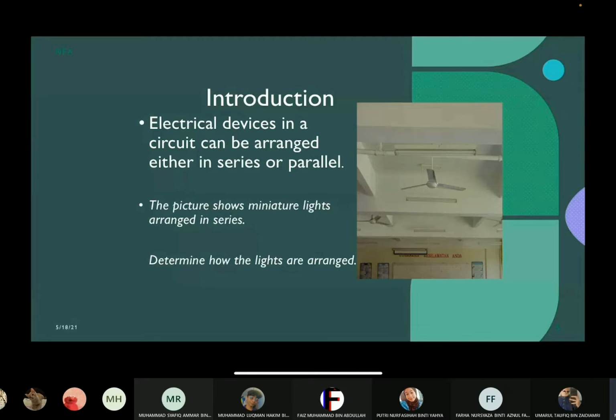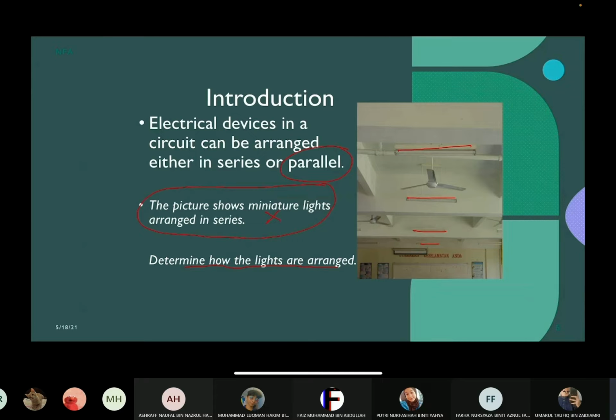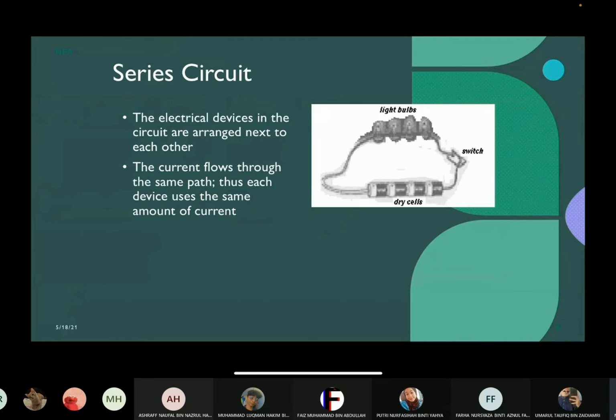Electrical devices in a circuit can be arranged in either series or parallel circuit. You know this one. But this one, determine how the lights are arranged. Here, these are the lights. So do you think the lights are arranged in parallel or series? So the answer is in parallel. Why do you think it's best to arrange them in parallel? So there must be a reason why. Okay, before we look at the reason, ataupun look at the advantage, so this is again series circuit.